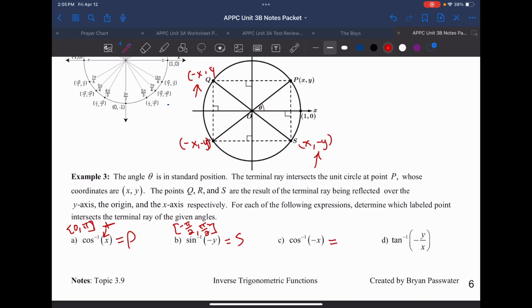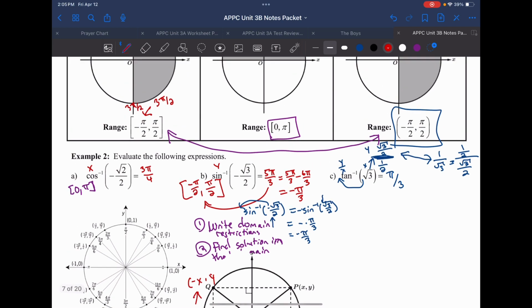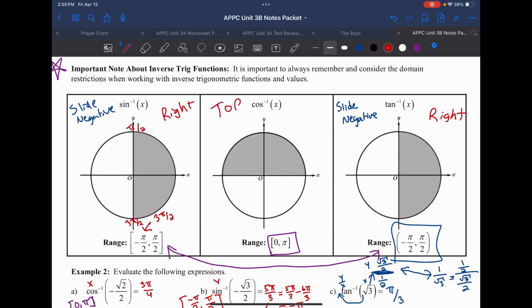And Q. And then when is tangent? Remember, tangent works with the right side of the circle. So when is it negative y over x? Well, right here, I would have negative y over x at point S. So another way to think about cosine is top, and there's your notes.